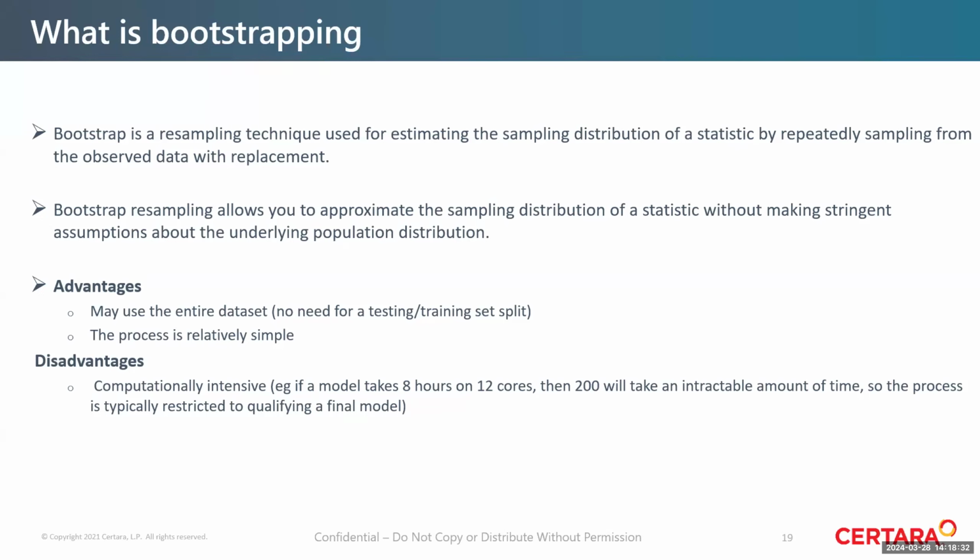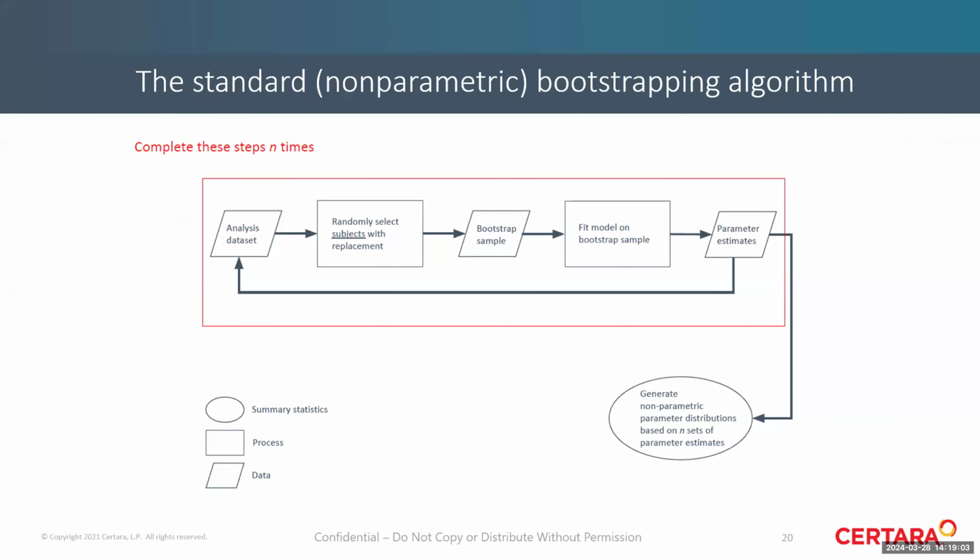Also, bootstrap resampling allows you to approximate the sampling distribution of a statistic without making stringent assumptions about the underlying population distribution. So one of the advantages is that you may use the entire data set, no need for you to split, and no need for you to do testing. And also the process is relatively simple. However, one of the disadvantages is that it is computationally intensive, as it can take much time to run. So this was just an example of how bootstrap works.